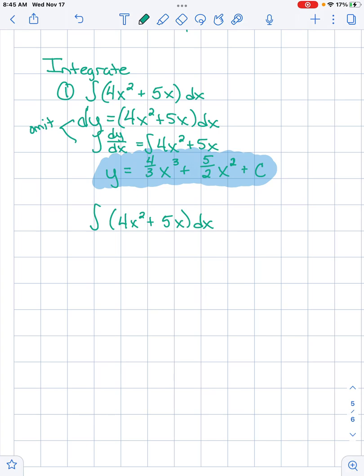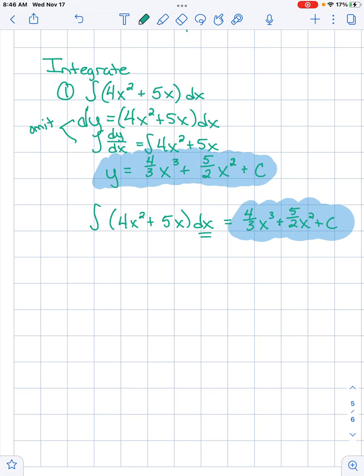We move it back over with the dy, we know the antiderivative of dy dx is y, and so forth. So when I see a problem like this, I'm going to just know that this dx came from the dy, and I'm really just going to find the antiderivative of 4x squared plus 5x. So this would be 4/3 x cubed plus 5/2 x squared plus c. No need to write anything else.